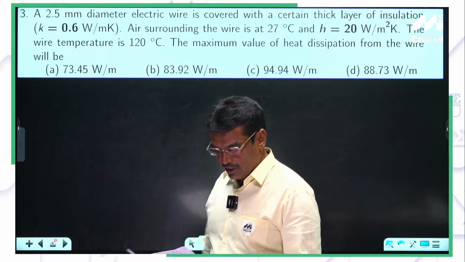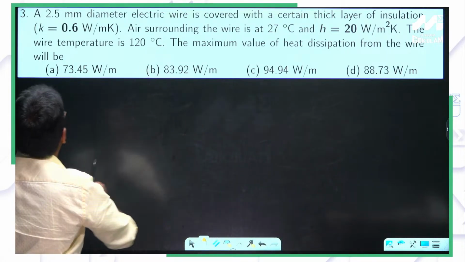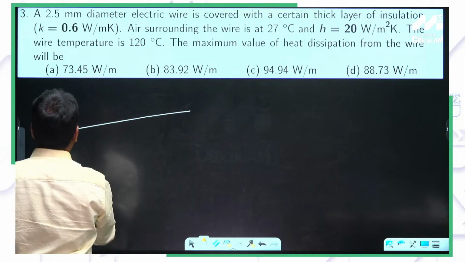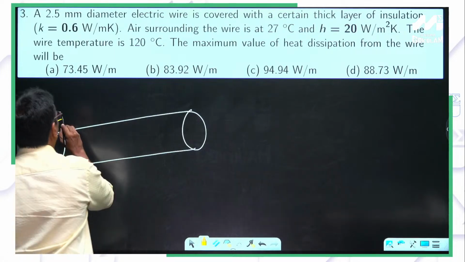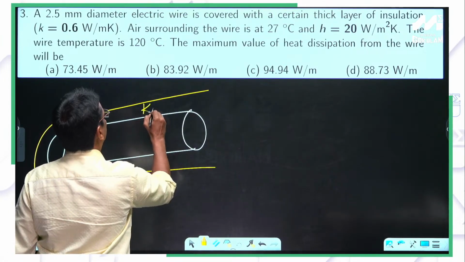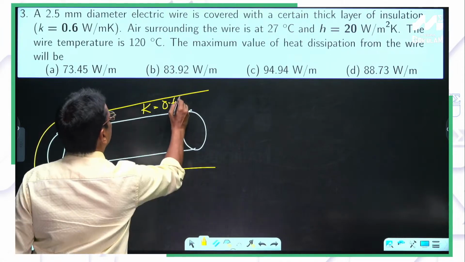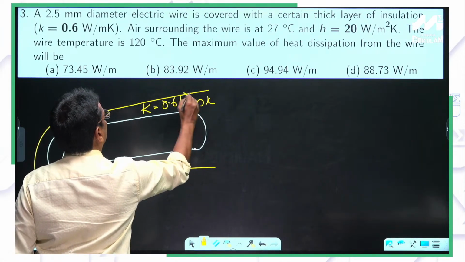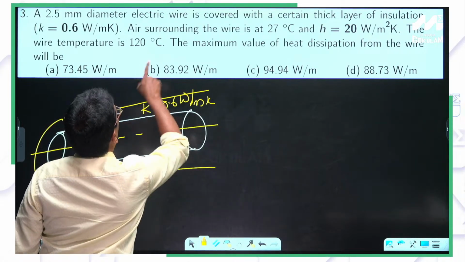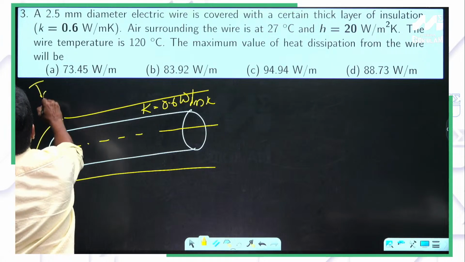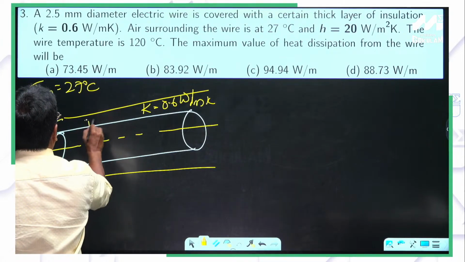The third question goes like this. A 2.5 mm diameter electric wire is covered with a certain thick layer of insulation. There is a wire, and on that there is an insulation packed. Insulation thermal conductivity has been given as 0.6 watt per meter Kelvin. This is the wire. The air surrounding temperature is 27. All this is insulation.